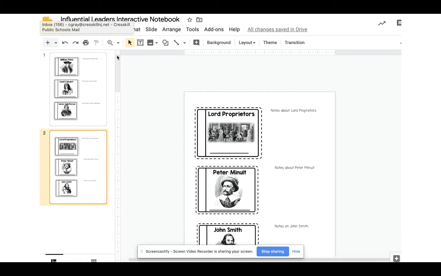So we're going to continue with our influential leaders, and I'm sure you remember a document that kind of looked like this. You cut out all the pieces, and then you took notes on each of the pieces of it. So in your Google assignment in Google Classroom, you're going to have an interactive notebook just like you did in your regular notebook, except you're going to be able to type on it. So this is a little screenshot of what it looks like. So these are the guys we're going to be taking notes on today.